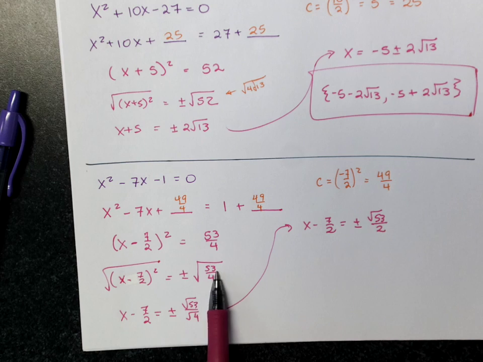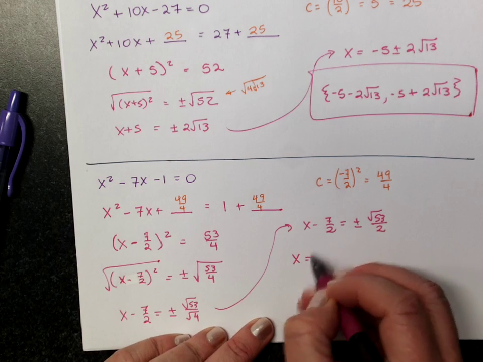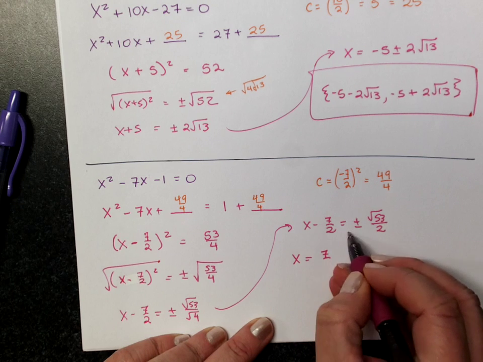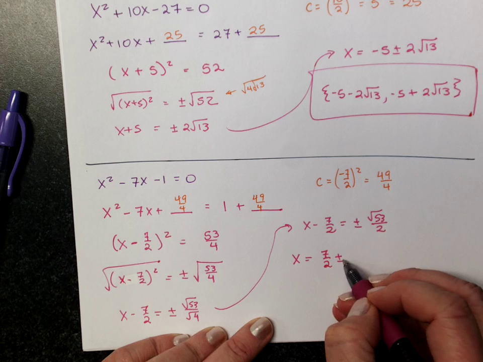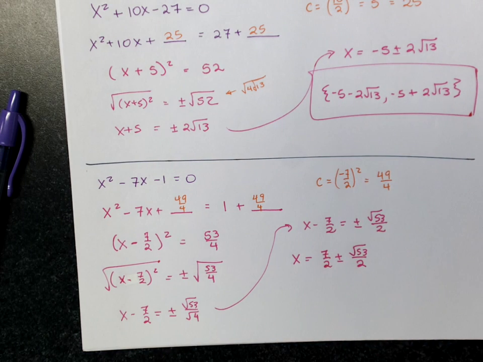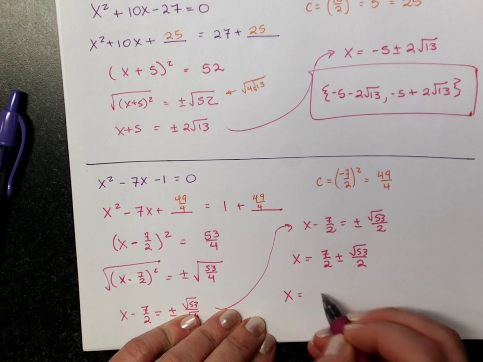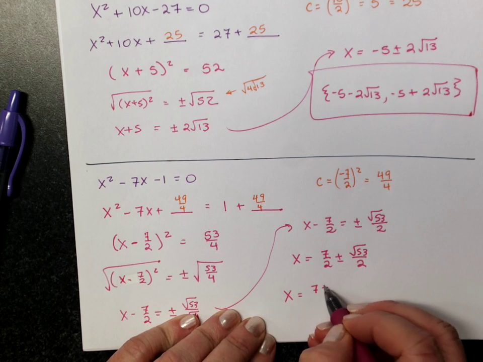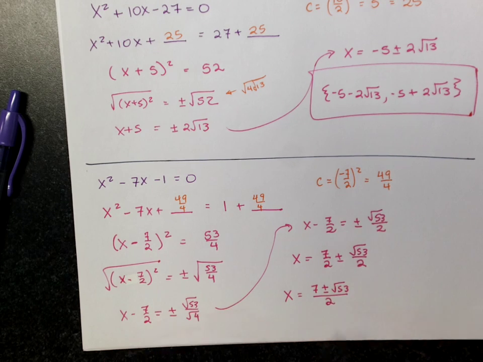So the radical is simplified as much as possible, and now we finish solving for x. So we're going to add 7 halves to both sides. Remember, that stays in front of the plus minus, which means we have a fraction addition problem again. Therefore, we need common denominators. Do we have them? We do. So we can combine those numerators over the common denominator, and they're unlike terms, so we just write 7 plus square root of 53 over the common denominator of 2.